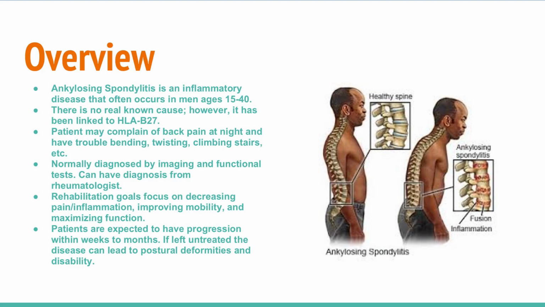So, for an overview, AS is an inflammatory disease that often occurs in men ages 15-40. There's no real known cause, however, it has been linked to HLA-B27. The patient may complain of back pain at night and have trouble bending, twisting, climbing stairs, etc. It's normally diagnosed by imaging and functional tests, however, they can have a diagnosis from a rheumatologist.